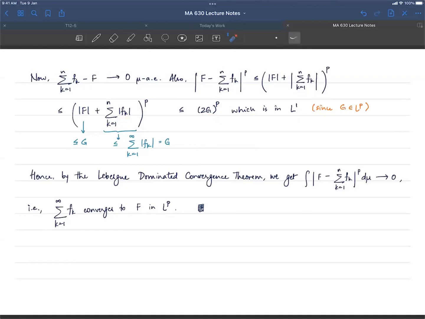So this guy goes to 0. This thing is dominated by an integrable function. So by the Lebesgue dominated convergence theorem, the integral of mod F minus the sum over K going from 1 through n of Fk, to the pth power, goes to 0. But what does that mean? That basically means that the sum over K going from 1 to infinity of Fk converges to F in LP. Any questions to this?